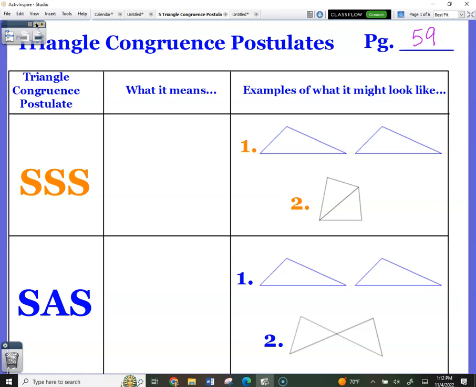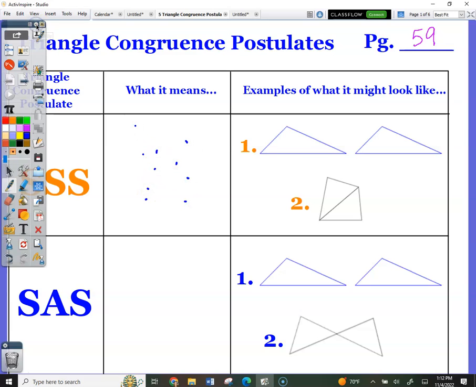Look right here. You can probably guess what SSS stands for. Side, side, side. In the box. Hold on, I'm trying to find it.